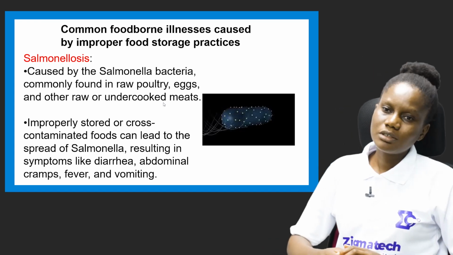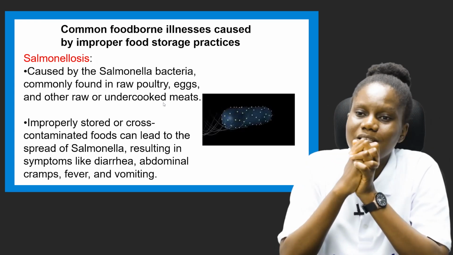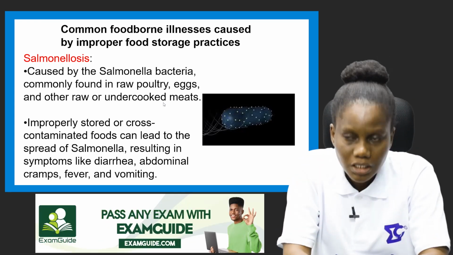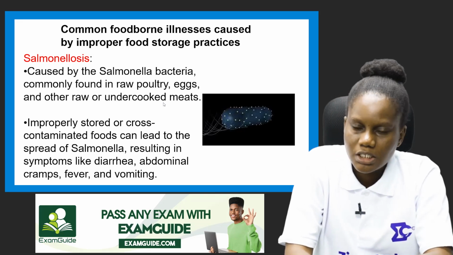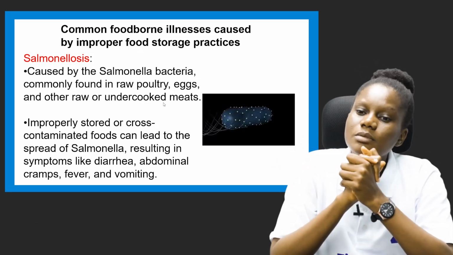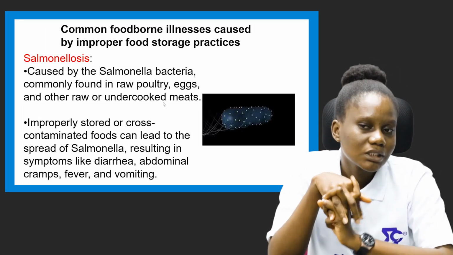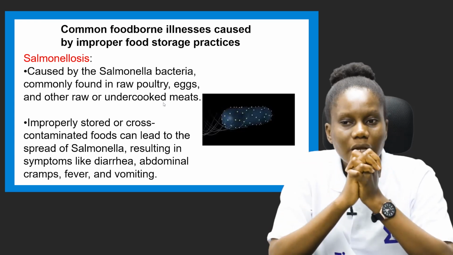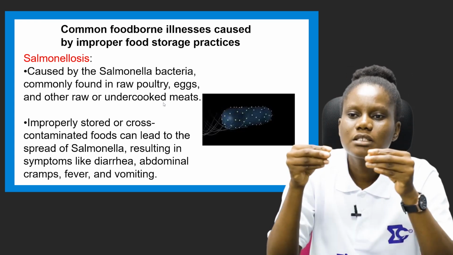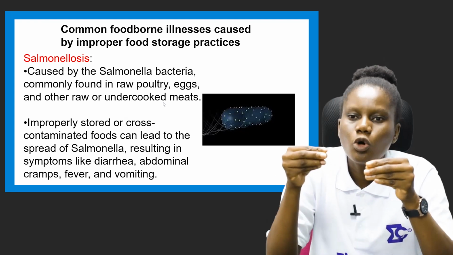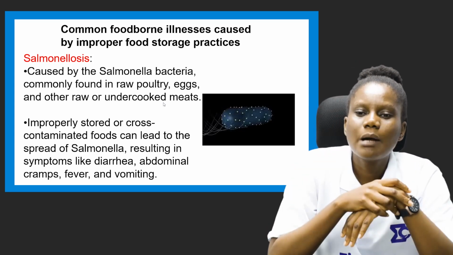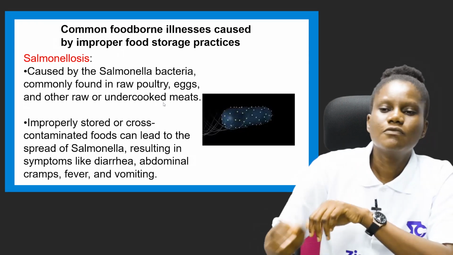So let's look at some of these diseases. Number one is salmonellosis, caused by Salmonella bacteria, commonly found in raw poultry, eggs, and other raw or undercooked meats. Improperly stored or cross-contaminated foods can lead to the spread of Salmonella, resulting in symptoms like diarrhea. Our induction question was what causes diarrhea. So you know now that one organism that causes diarrhea is Salmonella, a microorganism you can get from raw poultry or other raw or undercooked meats. You can be infected with Salmonella, resulting in symptoms like diarrhea, abdominal cramps, fever, and vomiting.